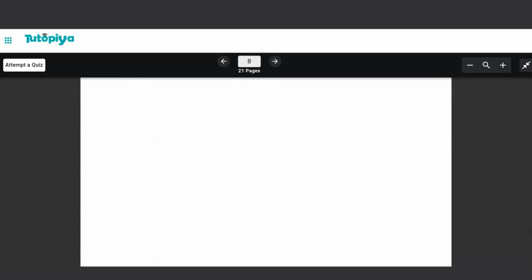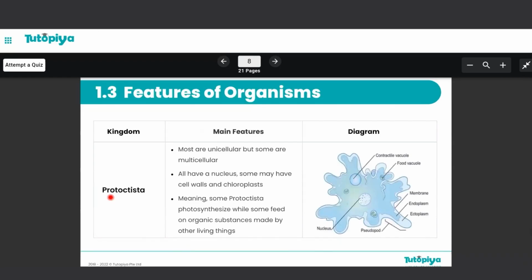And we're moving on to our fourth kingdom, kingdom Protoctista. Now, when we talk about the protoctists, there are some protoctists that have chloroplasts in them, which are similar to plant cells. And there are some protoctists that do not have chloroplasts within them, which kind of resembles animal cells. So let's take a look at the main features of the protoctists.